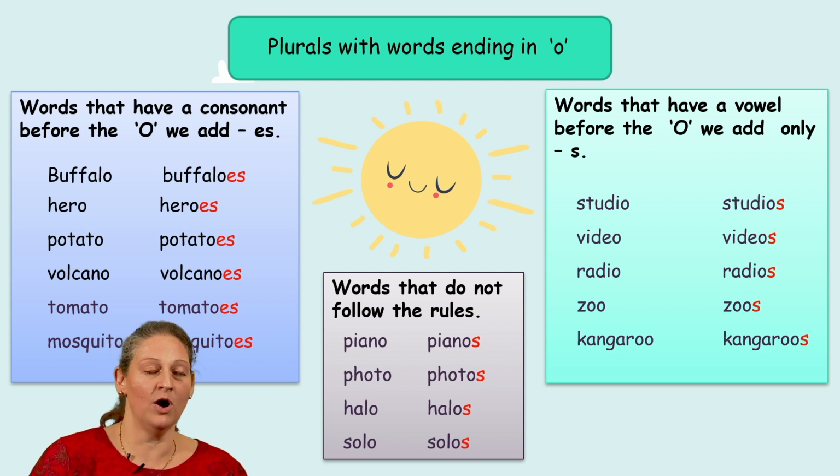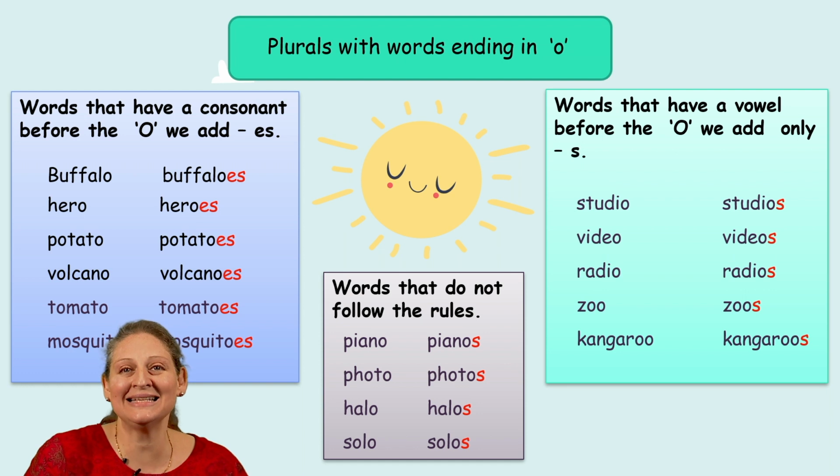What comes before O? L. L comes before O. L is a consonant. So we write ES, buffaloes.